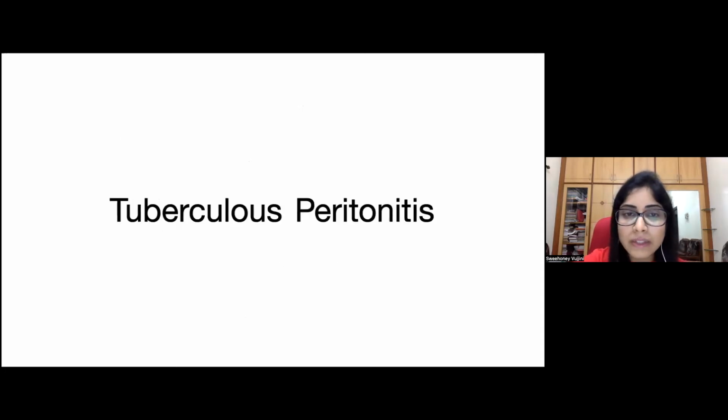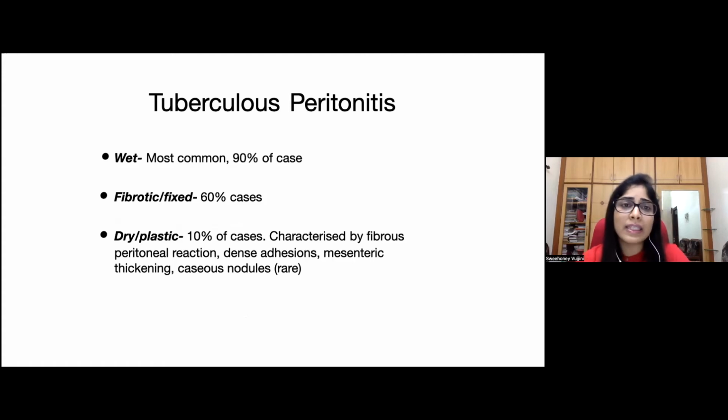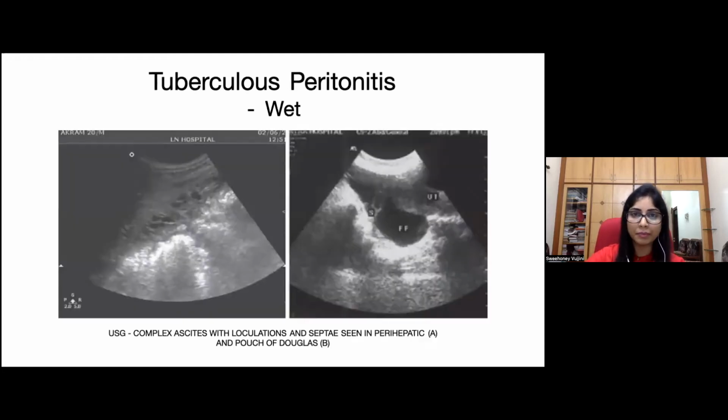The first one is tuberculous peritonitis. This can occur in three forms. First is the wet one, which is the most common and can occur in about 90% of the cases. Fibrotic or fixed, this can occur in about 60% of cases, and I'm going to discuss these two forms in my next slides. Dry or plastic occurs in about 10% of cases. It is characterized by fibrous peritoneal reaction, dense adhesions, mesenteric thickening, and caseous nodules.